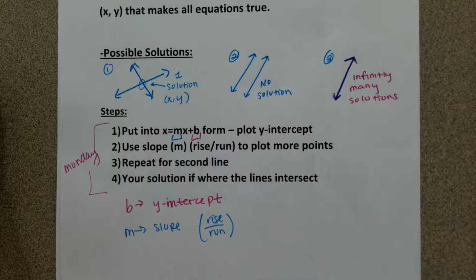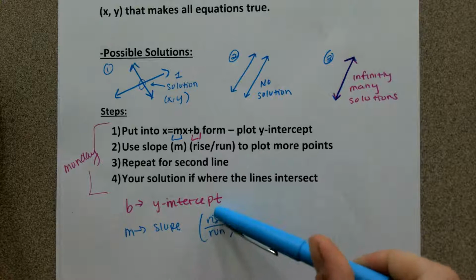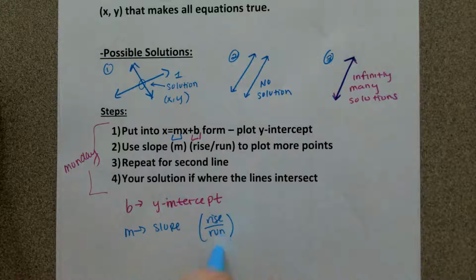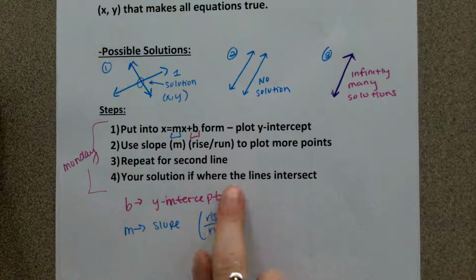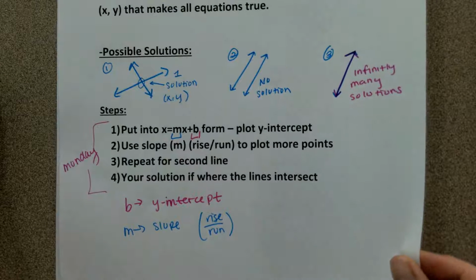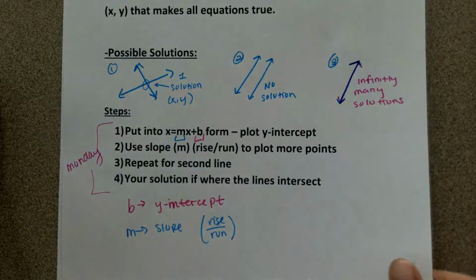Okay, so we start at our y-intercept and we rise whatever our rise number is and run whatever our run number is for our slope to plot more points and draw a line. Then we repeat that for a second line, and where the lines intersect is going to be our solution for our system.